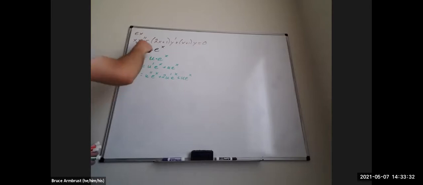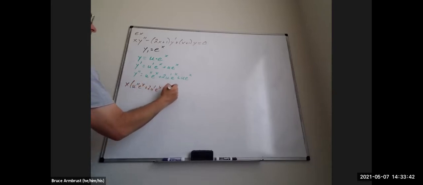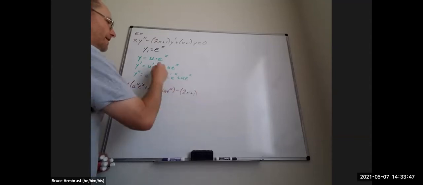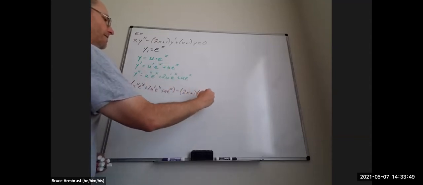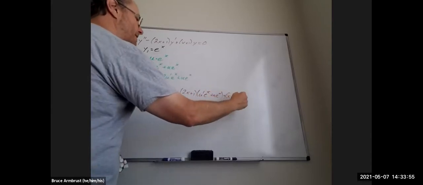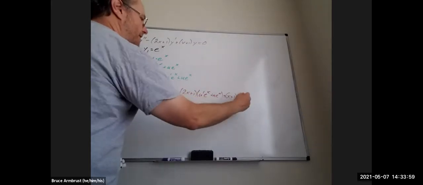All right, so let's put that back into the differential equation. So we're going to get x times this: x u double prime e to the x plus 2u prime e to the x plus u e to the x, minus 2x plus 1 times the derivative, plus x plus 1 times the u e to the x.